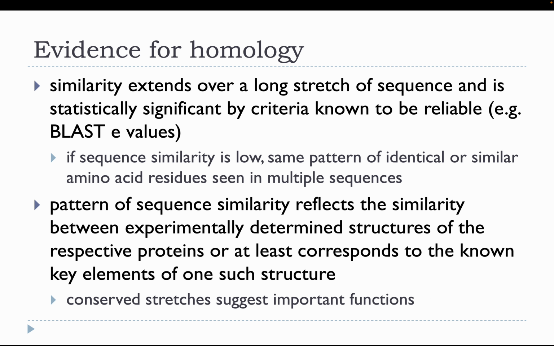So when we look at these results, and we'll look at some in a moment, what's the evidence for homology? Well, we basically want to look for similarity that extends over a long stretch of sequence and is statistically significant by criteria known to be reliable. One of the things you can do if you're a bit bored later on is put your name into a homology search. If your name is spelled out in the single letter amino acid code, you will find matches probably.